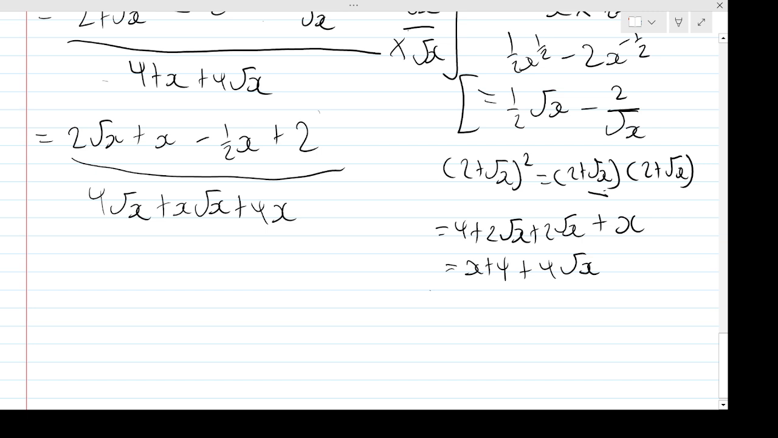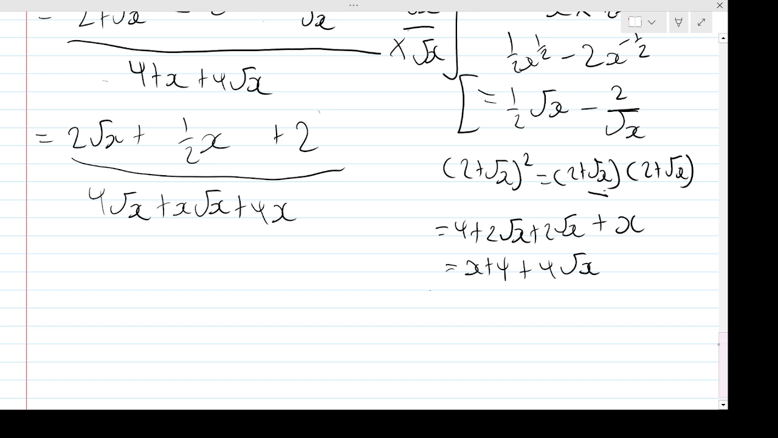Well, I can simplify the top bit a little bit, can't I? Because I notice I have x minus a half x. I can just collect the same term. Well, x minus a half x is just going to be a half x. So I have 1x, take away a half x. 1 minus a half is just a half. So actually, this bit will just go to a half x. And there we are.